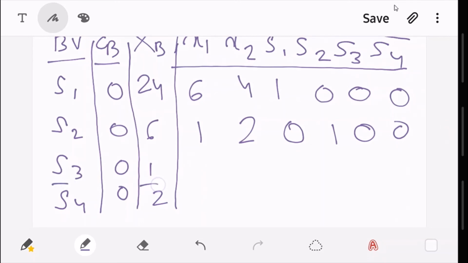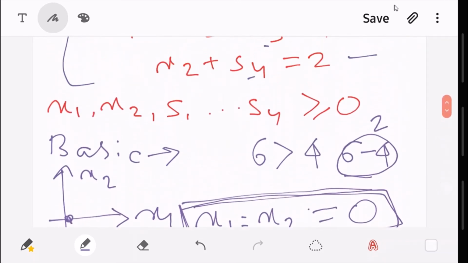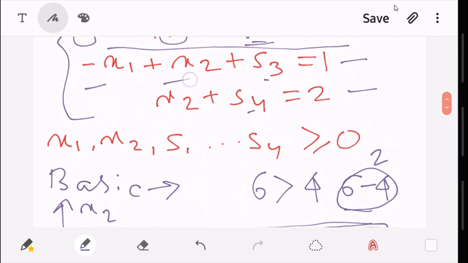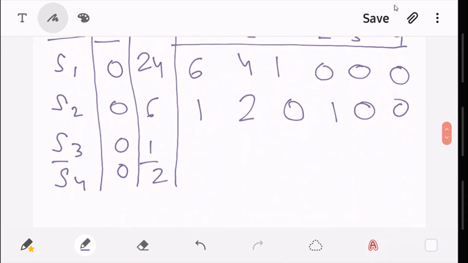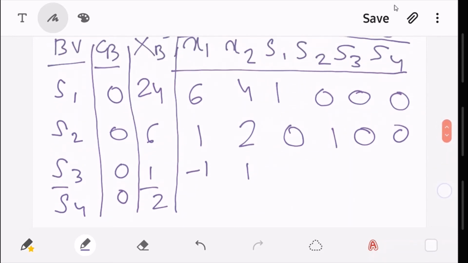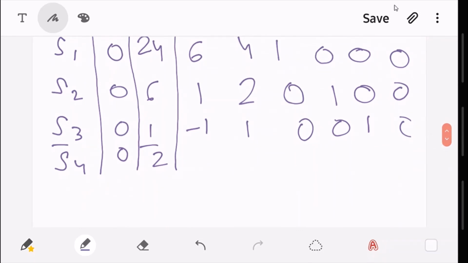S3 is associated with the third constraint: minus 1, 1, 0, 0, 1, 0. Similarly here, this coefficient is 0, this is 1 for x2, and then these are zeros except the last, s4.